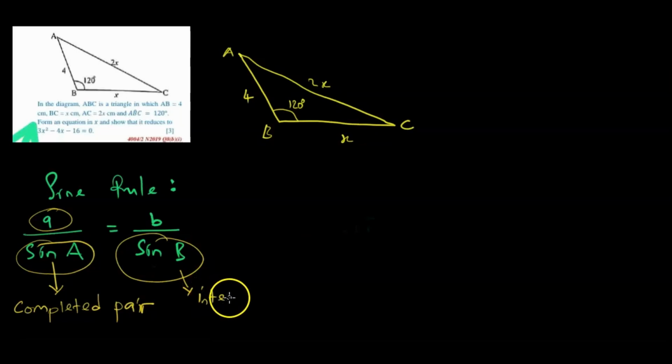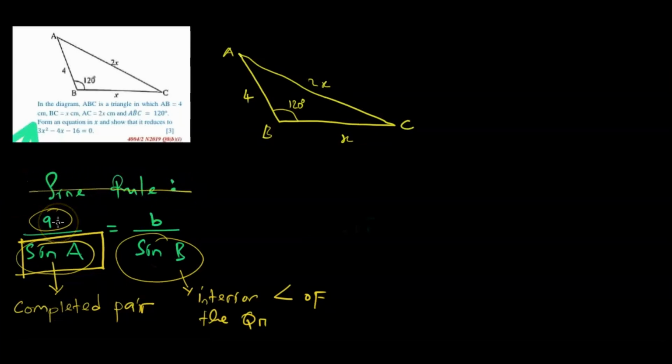Which is the interior angle. We need the interior angle of the question, and the question of course is b. So we need these three things. We need a completed pair, a side and its angle, then for the side we are finding we need its angle. So in finding x now, we only have one interior angle, in this case we only have a, we don't have b, and we also have no other way of getting another angle inside that triangle. So because of that we cannot apply the sine rule.